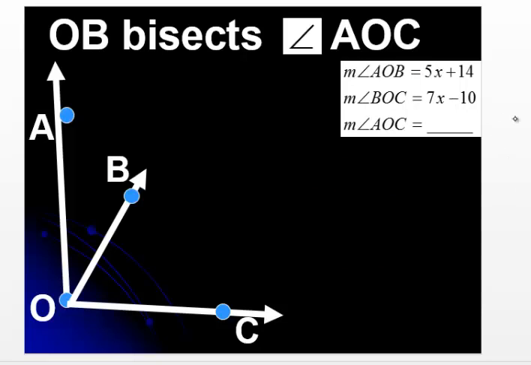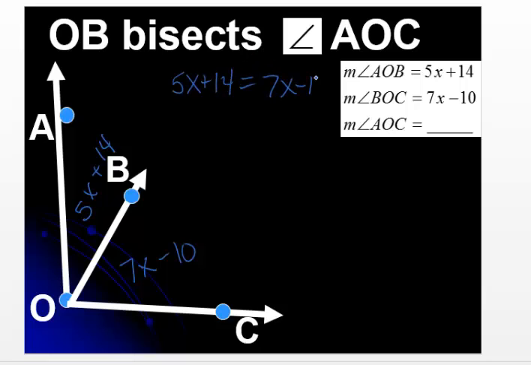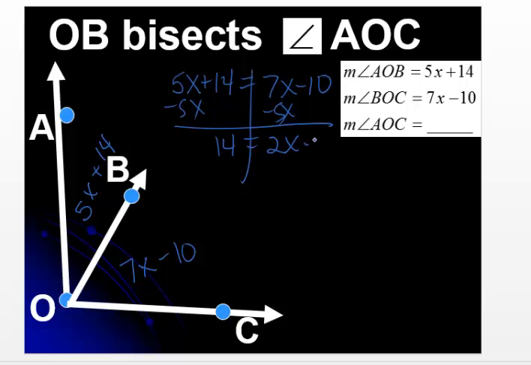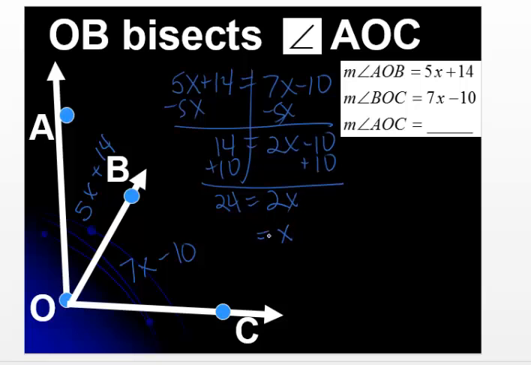In the next example here, I have angle AOB is 5x plus 14, but this time they tell me BOC is 7x minus 10. Again, I know these two angles are equal, so I'm going to go about it the same way. I set them equal to each other, and I'll solve this equation. No matter which way you choose to solve it, you will get your x value to be 12.